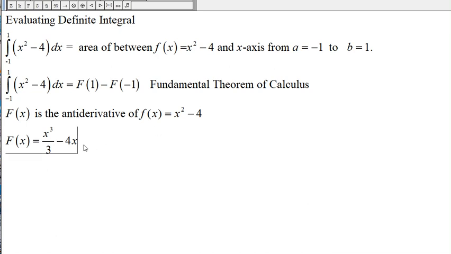We can always check whether we got the right antiderivative. If we take the derivative of this function, it will be x squared minus 4. The derivative of the antiderivative is equal to x squared minus 4.